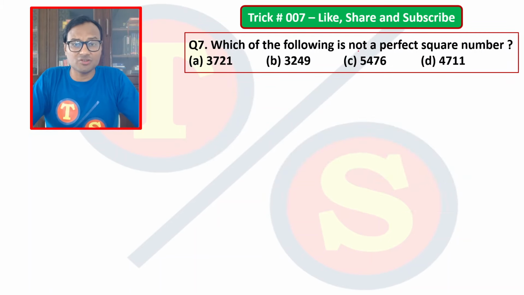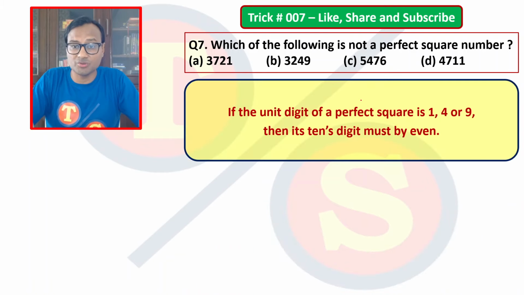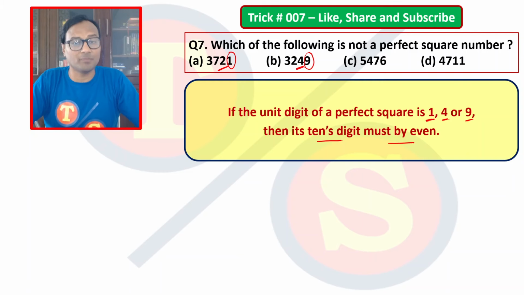Question number 7, which of the following is not a perfect square number? So here we have to think about one thing: whenever the last digit of any perfect square is 1, 4 or 9, then its tens digit must be even. So here in this case the last digit is 1 and the tens digit is even, so it may be a perfect square number. Here the last digit is 9 and the tens digit is 4, this can also be a perfect square number. We have no idea about 6, right?